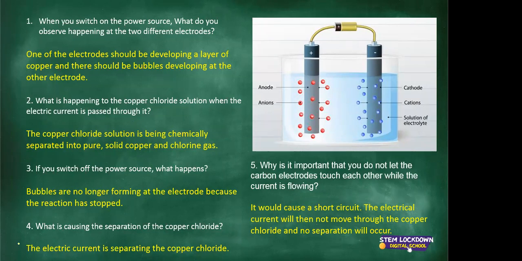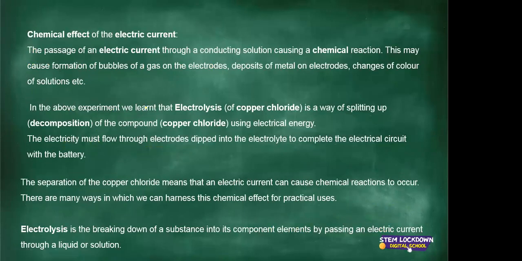Okay, so we're going to move on, and we're going to discuss more the chemical effect of the electric current. Now, the passage of an electric current through a conducting solution causes a chemical reaction. This may cause formation of bubbles of a gas on the electrodes, and it also causes deposits of metals on the electrodes, and it changes the color of the solution.